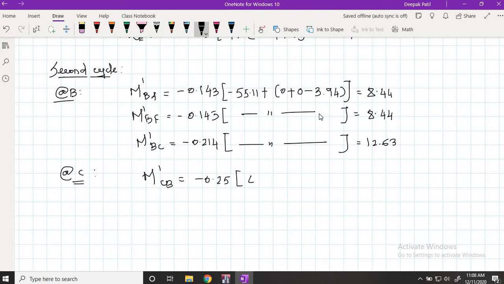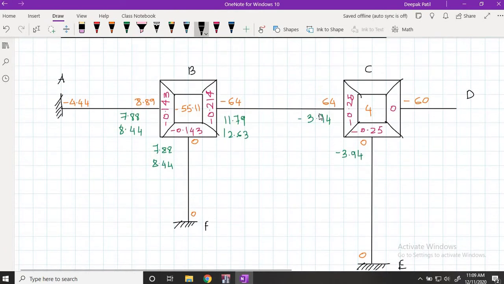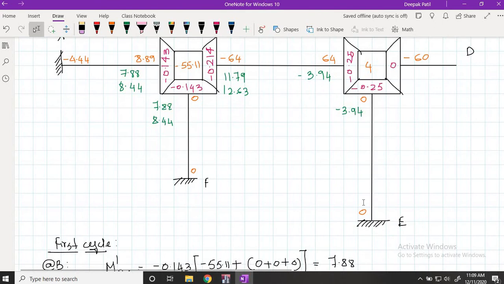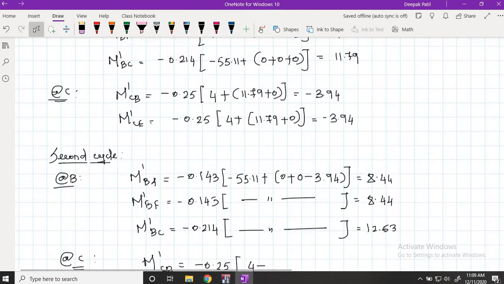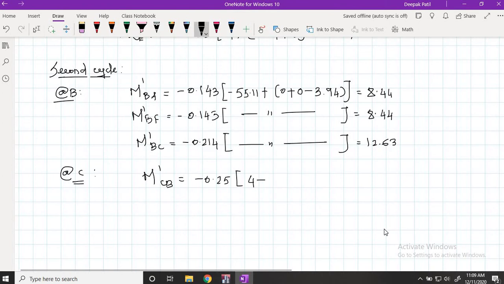The summation of fixed moment is 4 plus. Now when you are at joint C, you have to take the updated values from the far ends. Far ends are B and E. So at B we have already calculated as 12.63, and from E it will be 0. So 4 plus, from B it is 12.63, from E it is 0, because E is a fixed support. This comes out to be minus 4.